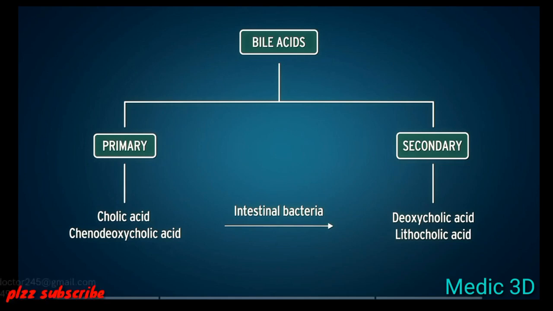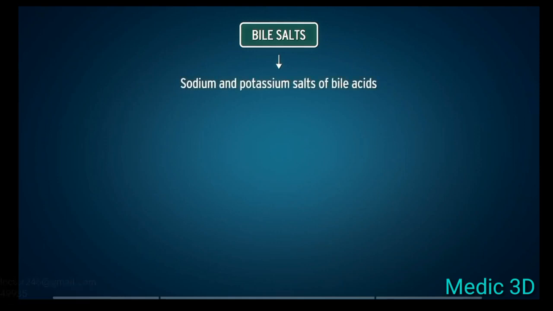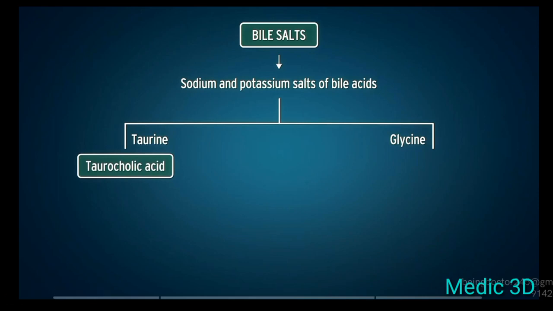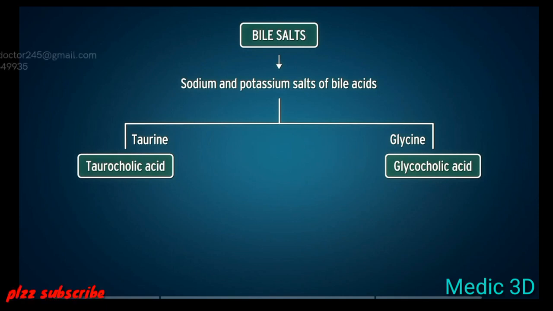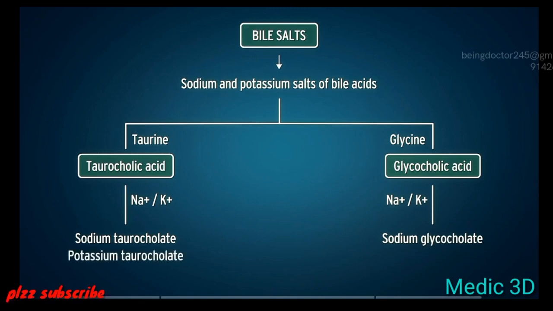Bile salts. Bile salts are sodium and potassium salts of bile acids. Bile acids are conjugated with taurine or glycine to form taurocholic acid or glycocholic acid. These acids then combine with sodium and potassium salts to form sodium taurocholate, sodium glycocholate, potassium taurocholate, and potassium glycocholate respectively.